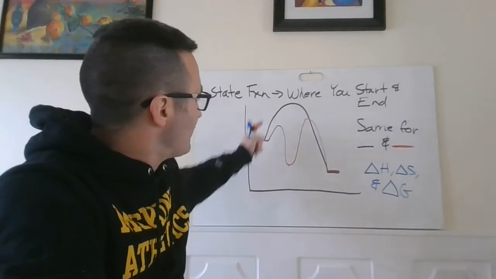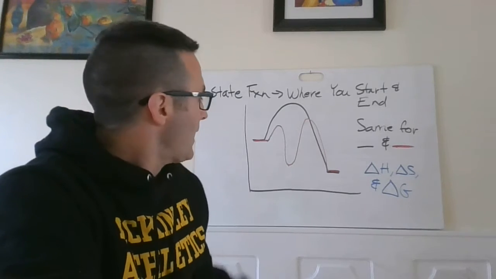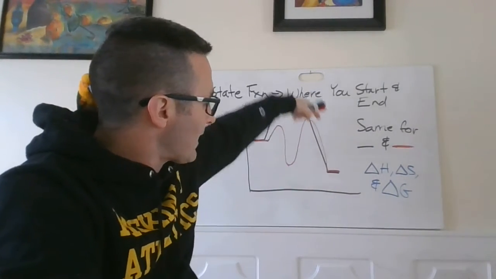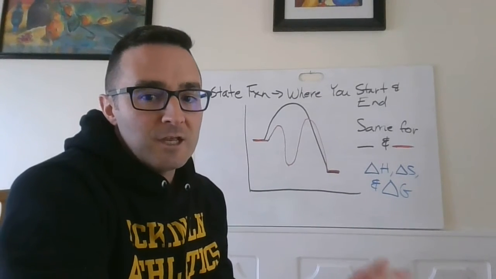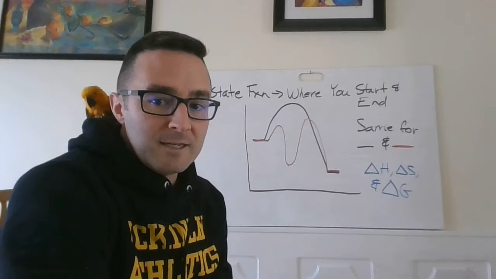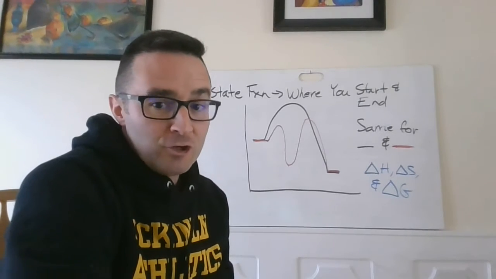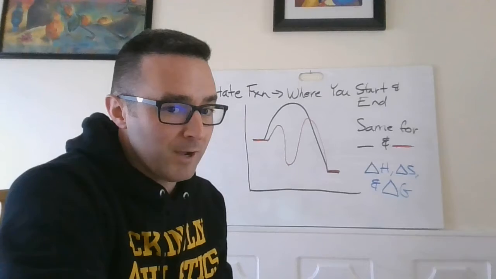So the first one is just a big reaction curve, and it goes down, and you've seen it a million times. And the second one is one that goes up a little bit, and then down, and then comes back up, and it ends at the same point. So a state function means all that matters is where you start and where you end. It's the final net change. Your path doesn't matter. It's just where you start and where you end.